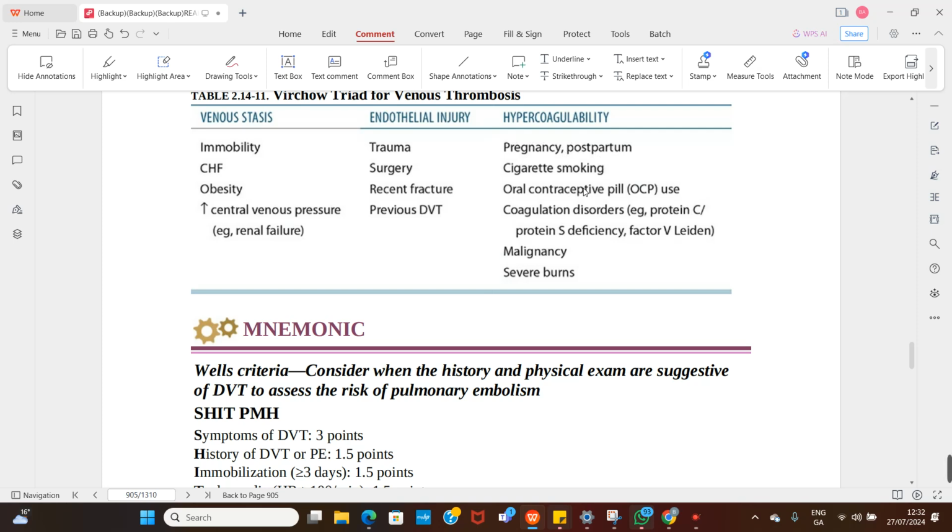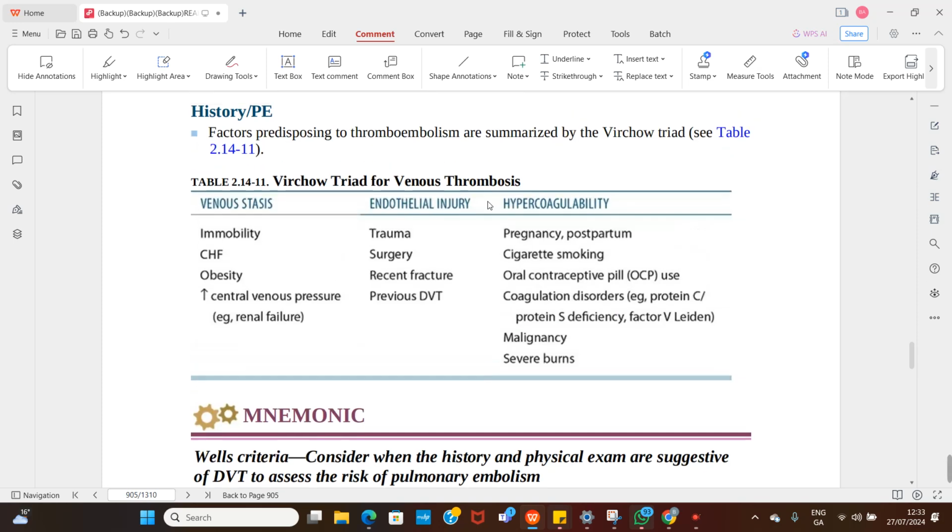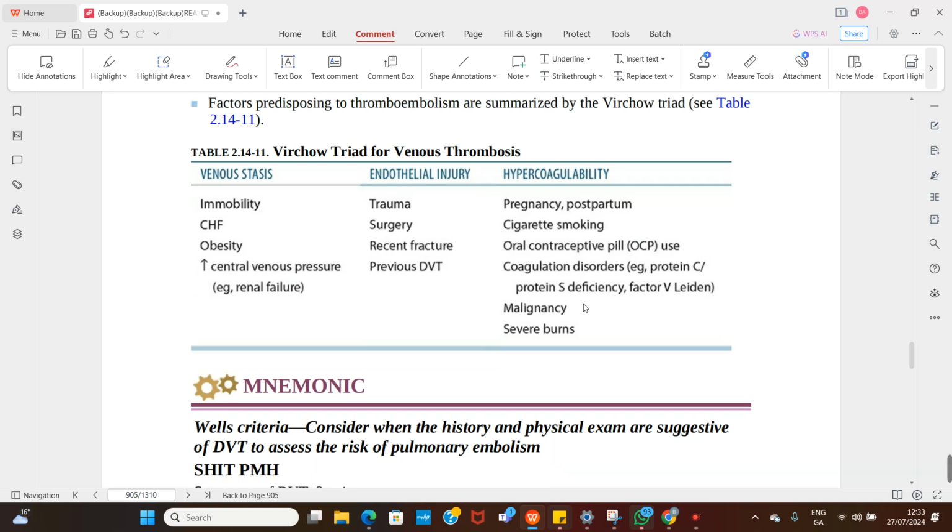With OCP use, we have to be very careful. You have to have a high index of suspicion. Someone who is on OCPs and suddenly has PE, or suddenly has chest pain, that's likely to be a PE from a DVT. So OCPs are very much associated with hypercoagulability. They test this a lot. We have to know it.